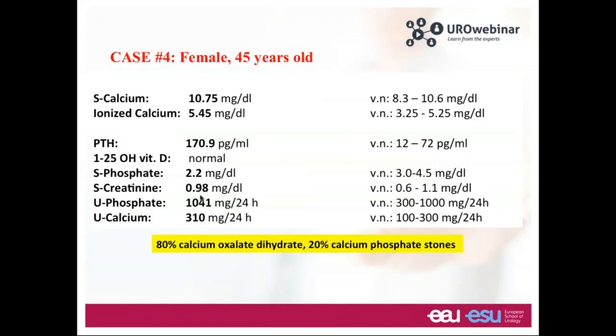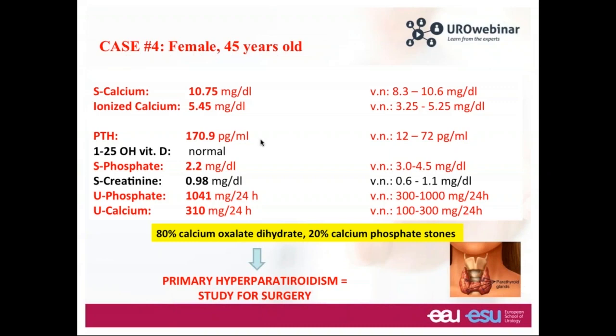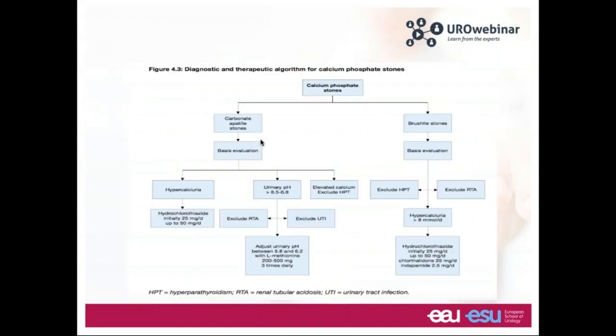Another example: the stone is a mixed stone, 80% calcium oxalate dihydrate and 20% calcium phosphate. What is wrong with this lady? Almost everything is wrong, but as you can see, the PTH in serum is very elevated. This is primary hyperparathyroidism, and of course surgery or even medication with some new drugs could be possible. So this patient has to be referred to an endocrinologist. And again, I can consult the calcium phosphate stone therapeutic algorithm if I don't remember exactly what I have to do for my patients.